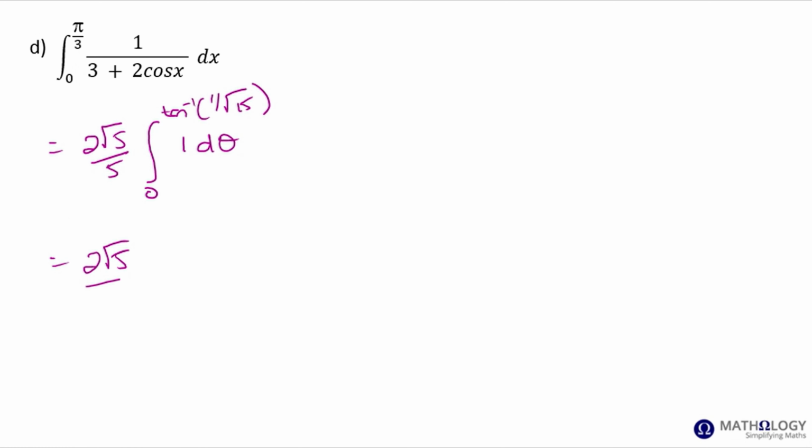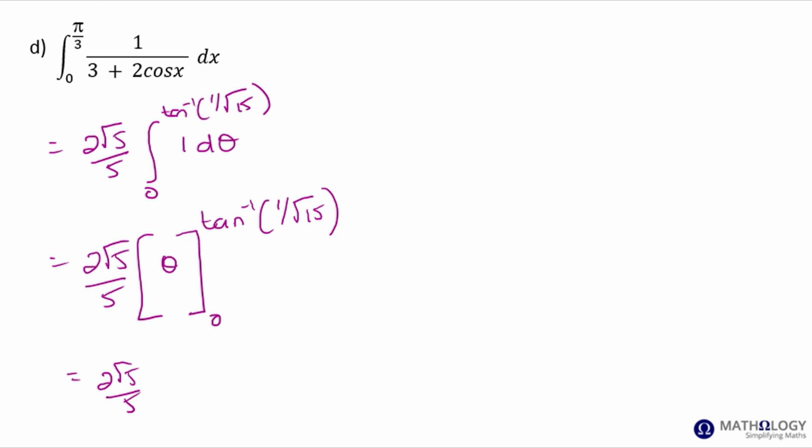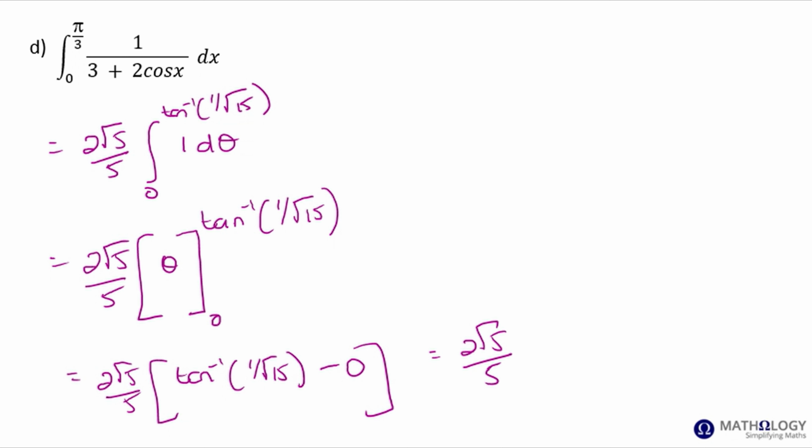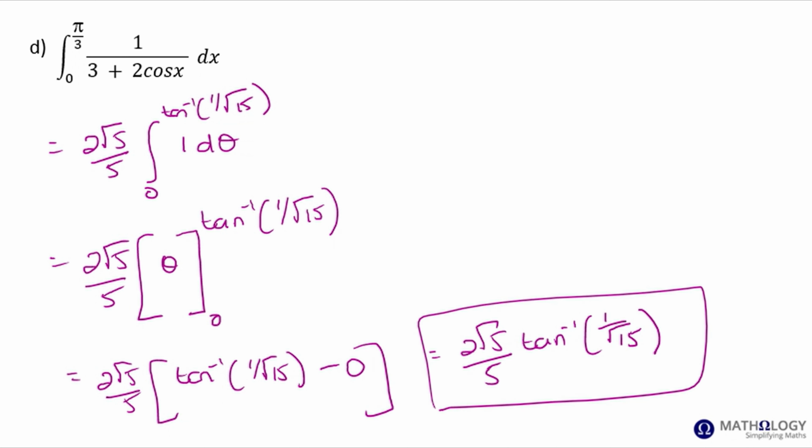So 2 root 5 over 5 times the integral of 1 with respect to theta will just be theta, and that's evaluated from 0 to tan to the minus 1 of 1 over root 15. So it's 2 root 5 over 5 times tan to the minus 1 of 1 over root 15 minus 0, which is just 2 root 5 over 5 tan to the minus 1 of 1 over root 15, and this is the final answer.